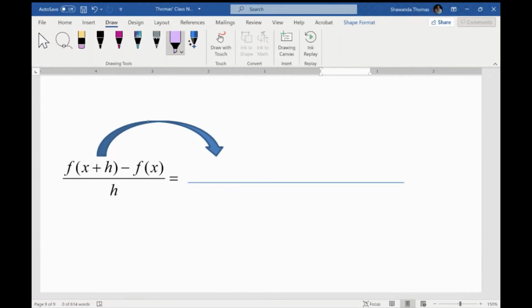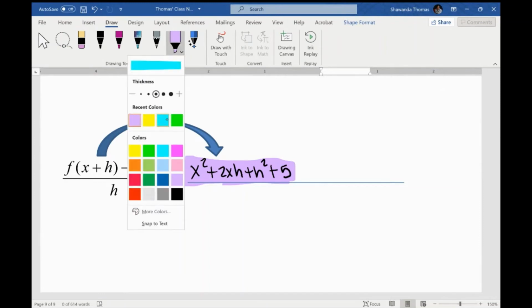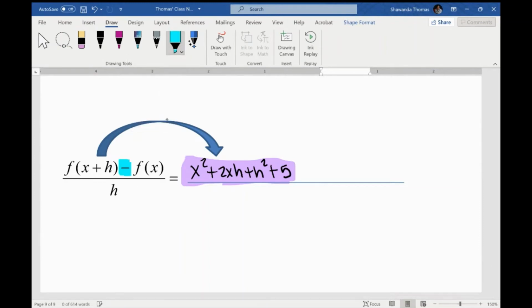What is f of x plus h? We're going to put it right here. What is f of x plus h? X squared plus 2xh plus h squared plus 5. Very nice. All right. And then notice in this difference quotient formula, we have a minus sign.